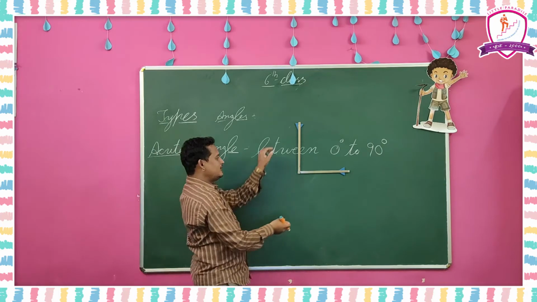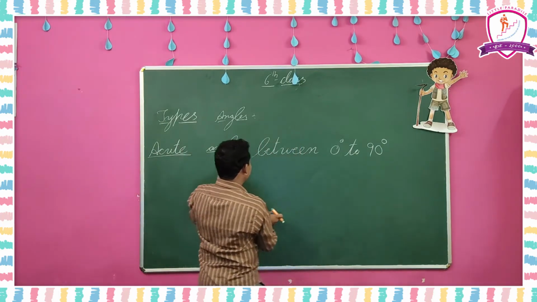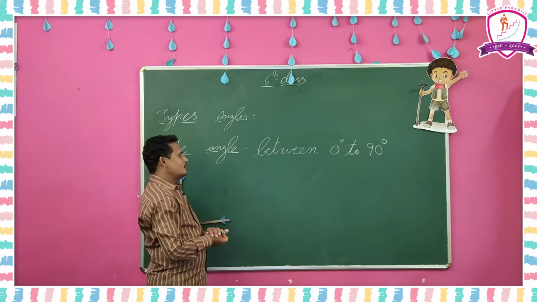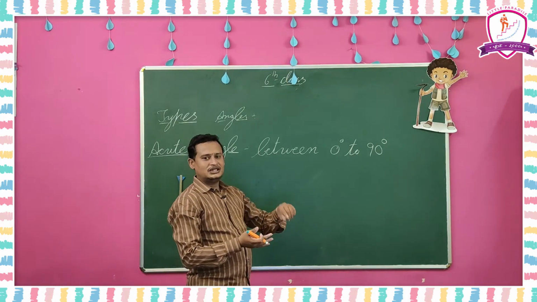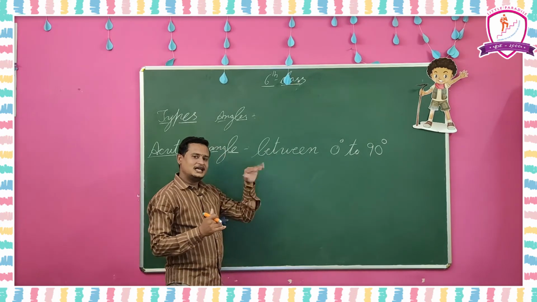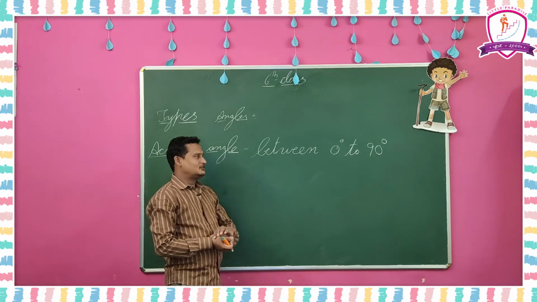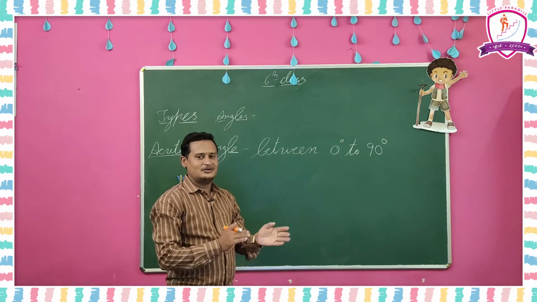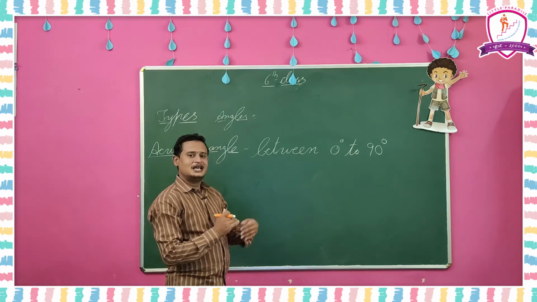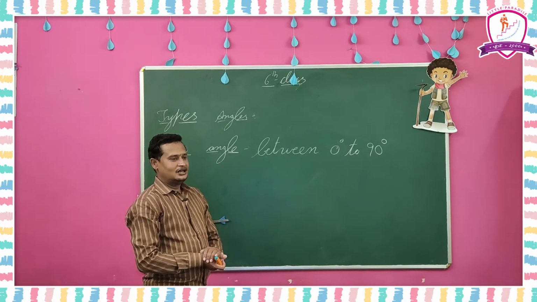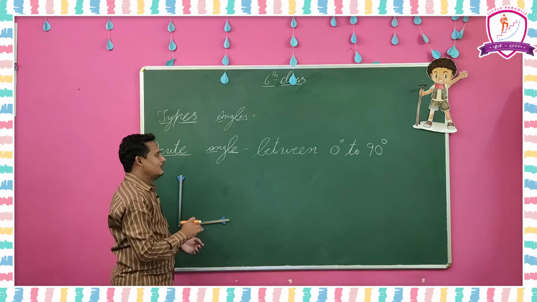Acute angles have so many measurements, not one exact measurement. After 0 comes 1, 2, 3, 4 up to 89. So up to 89 we can say those angles are called acute angles. If 39 degrees is there, it is an acute angle. 74 degrees is an acute angle. 89 degrees is an acute angle. Exactly 90 degrees can be called a right angle. Okay, that is about the acute angle.